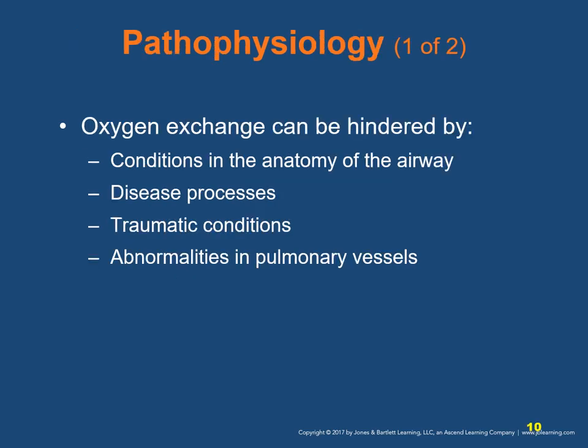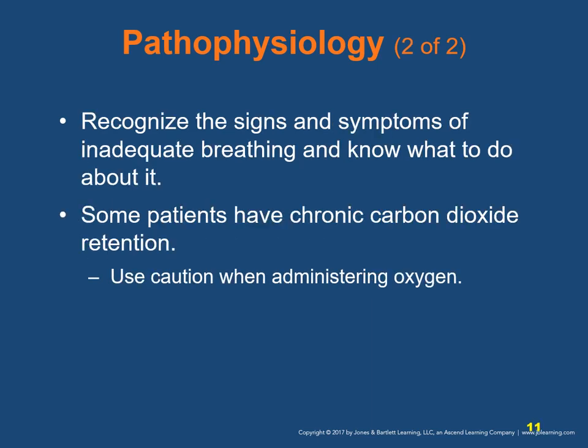Pathophysiology. The proper exchange of oxygen and carbon dioxide can be hindered by abnormal or pathologic conditions in the anatomy of the airway, disease processes, traumatic conditions, and pulmonary vessels which may have abnormalities that interfere with blood flow. The EMT must be able to recognize the signs and symptoms of inadequate breathing and know what to do about it. Carbon dioxide retention and hypoxic drive.